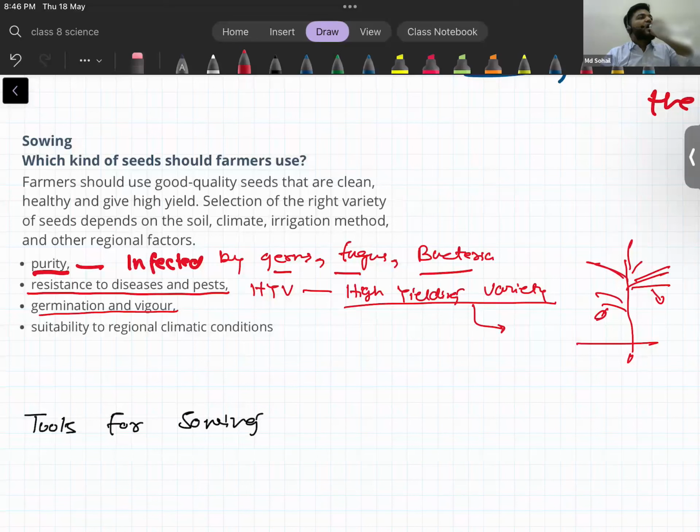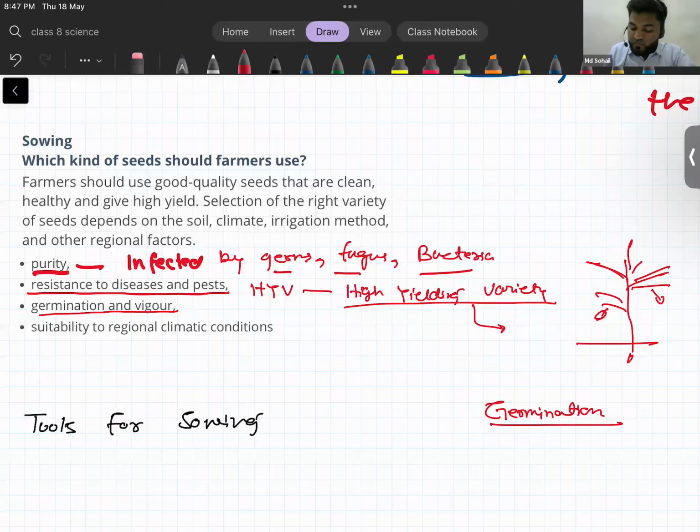Growing. It's the growing of seeds. Yes, very good. Germination is the process in which the seed germinates. Germinates meaning what? The radicle, from where the root arises, comes out of the seed.